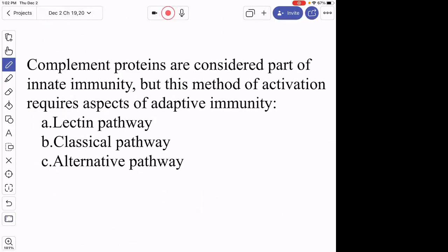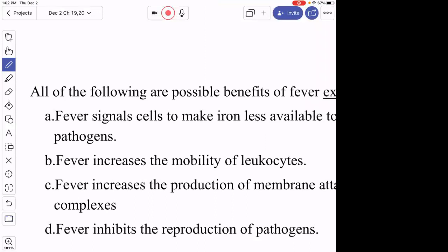And then this one, complement proteins are considered part of innate immunity, but this method of activation requires aspects of adaptive immunity, antibodies. So remember, the classical pathway is the one that requires an antibody bound to the pathogen that starts cleaving that C3. So that was the correct answer there.